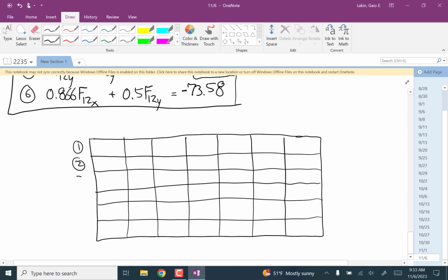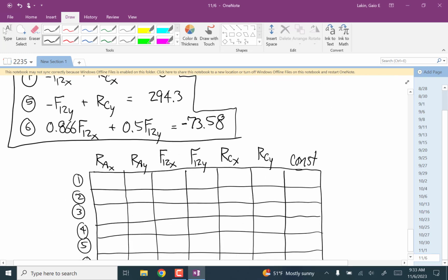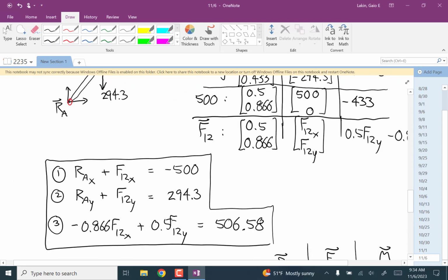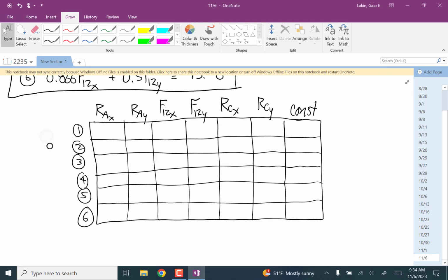Okay, so there's 1, 2, 3, 4, 5, 6. For the variables, I'm going to do RAX, RAY, F12X, F12Y, RCX, RCY, and then the constants. For equation 1, can you read me the variable and then what the coefficient is? So like RAX 1, F12X 1, and then what's the constant in equation 1?